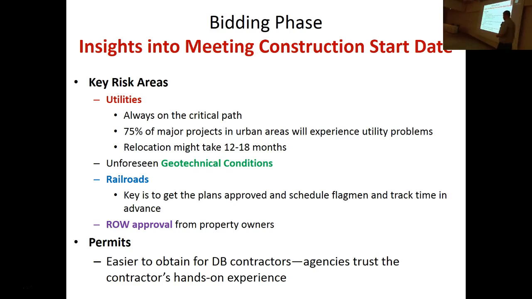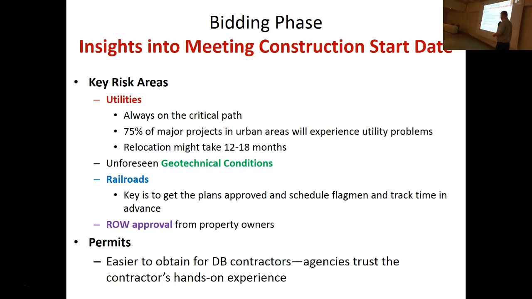There's also unforeseen geotechnical conditions. There's also railroad issues if you're dealing with the railroad. The key is to get the plans approved, schedule flagman and track time in advance. And then, of course, if there's right-of-way issues, you've got to get that taken care of with the owners. If the owner doesn't want to give up the property or land to the DOT, there's always what's called eminent domain. So they're always going to get the land.